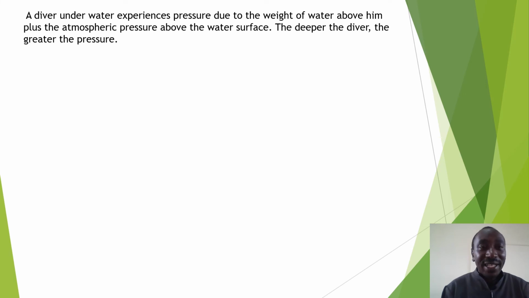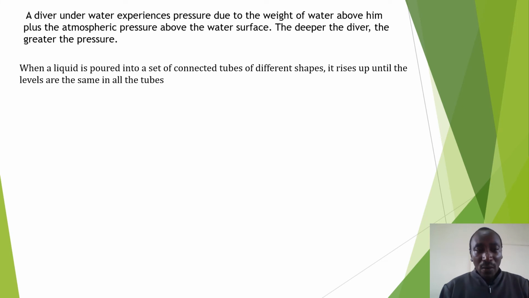collapse of the dams. So a diver underwater experiences pressure due to the weight of water above him plus the atmospheric pressure above the water surface. So the deeper the diver goes, the greater the pressure. When a liquid is poured into a set of connected tubes of different shapes, it rises up until the levels are the same in the tubes.